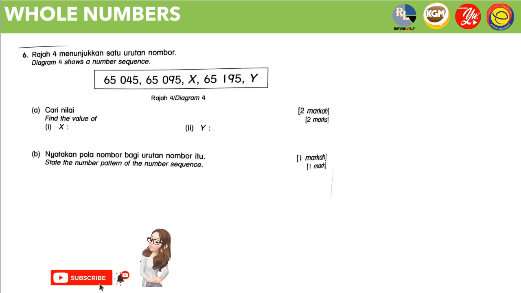Alright, look at number 6. Diagram 4 shows a number sequence. Find the value of x. We have done this before just now in a different question. So let's look at step 1. Step 1, we're going to use the second number. There are 2 numbers here. We are going to use the bigger number to minus the smaller number because we need to know how much is the count on or count down. All right. So we notice that 65,095 minus 65,045 is actually 50. So it's actually count on 50. Every time it moves, it counts on 50.